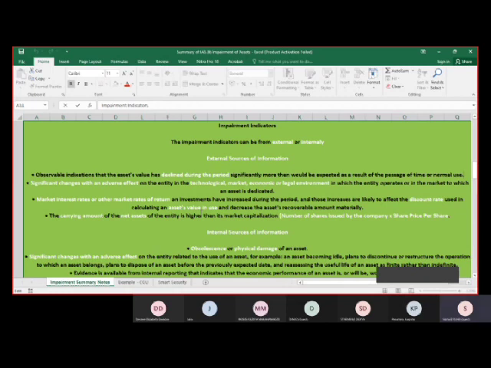Also, the carrying amount of the net assets of the entity is higher than its market capitalization. So what do they mean, guys, when they say the carrying amount of the net assets of the entity is higher than its market capitalization? In this case, when you take the total value of all your assets in the balance sheet and subtract all your total liabilities, you get what we call net assets, which is equivalent to equity. So if that amount is higher than the market capitalization, I've put this in brackets because I know some of you might not know what they mean by market capitalization.